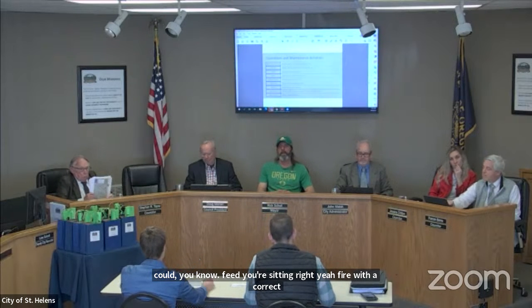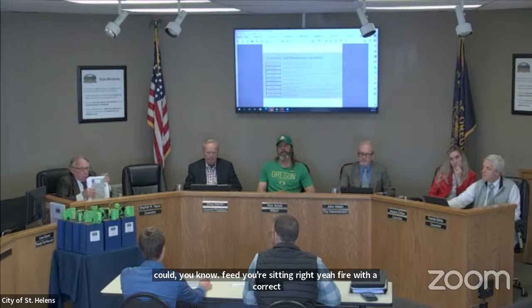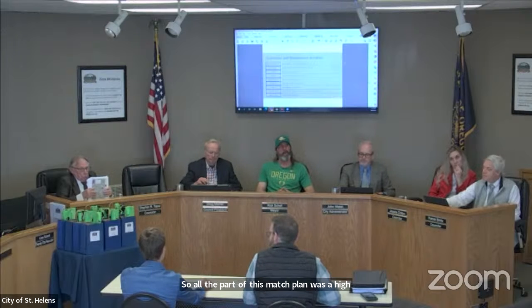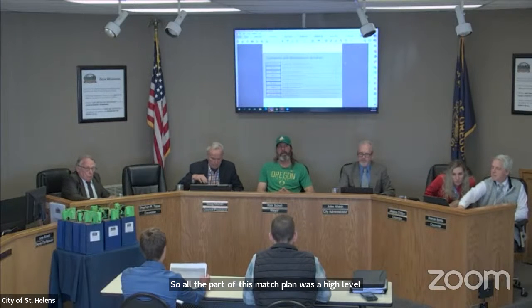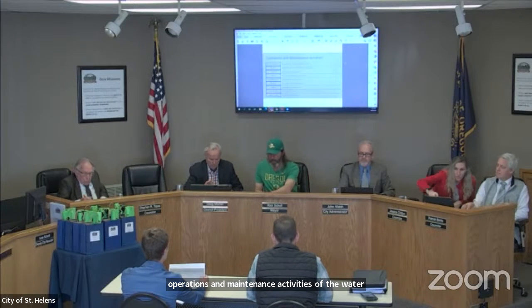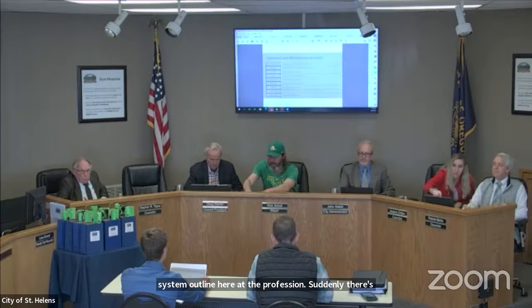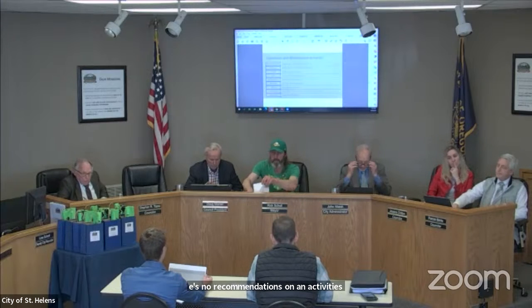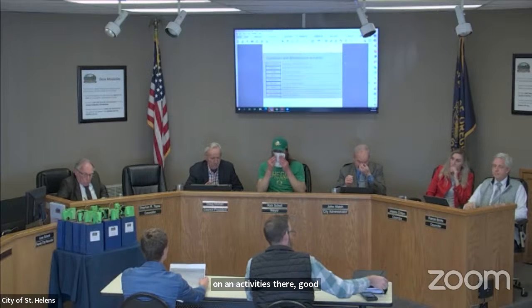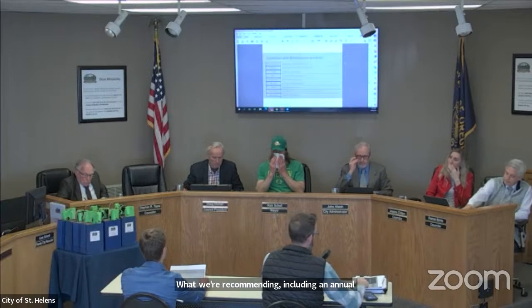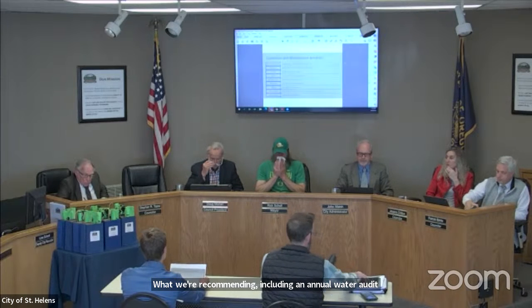So also as a part of this master plan was a high level review of the operations and maintenance activities of the water system. These are outlined here. At the filtration facility, there are no recommendations. The O&M activities there are good. With reporting, we're recommending completing an annual water audit to continue to calculate the unaccounted for water.